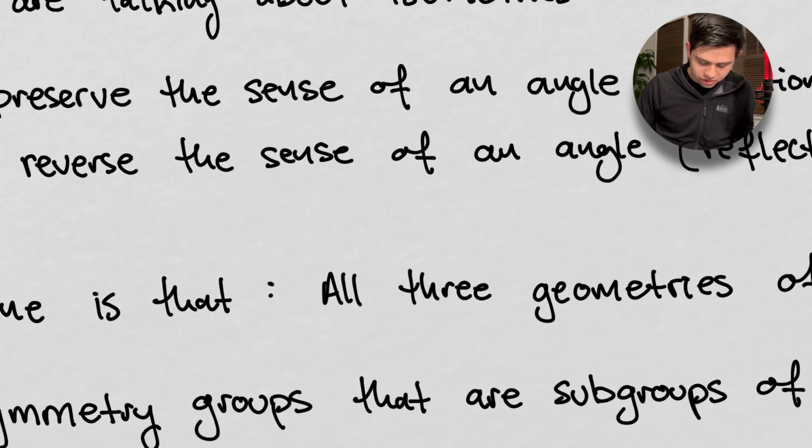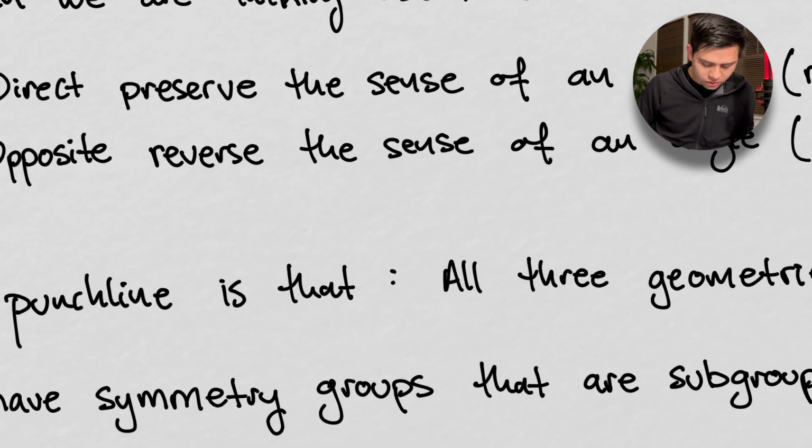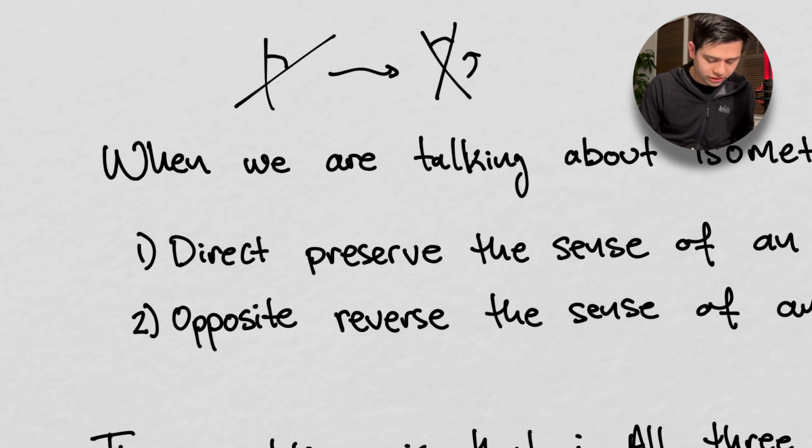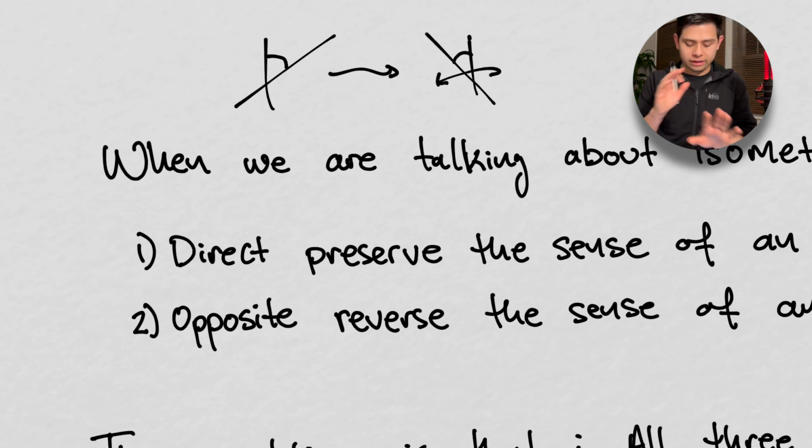isometry group. The opposite isometry group reverses the sense of the angle. So this would be a reflection, right? So if I can somehow reflect this guy, this would look something like this maybe. Right, so we reflect about some axis, and the angle is still the same, it's just inverted, it's just reflected.